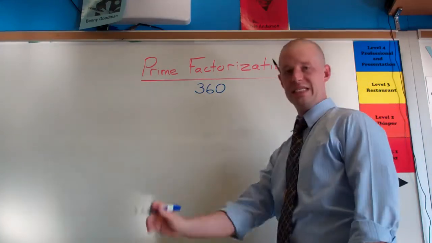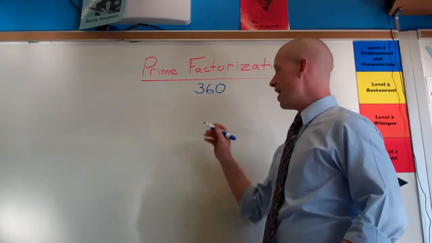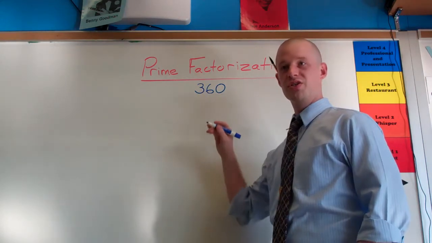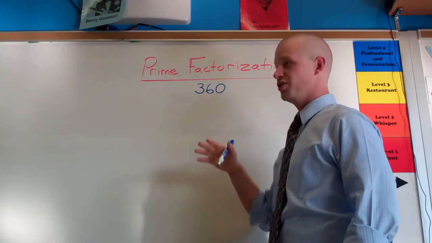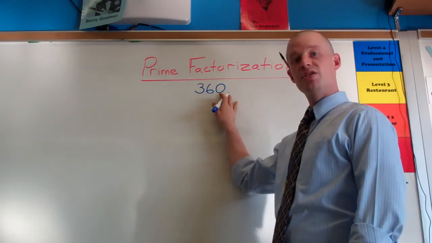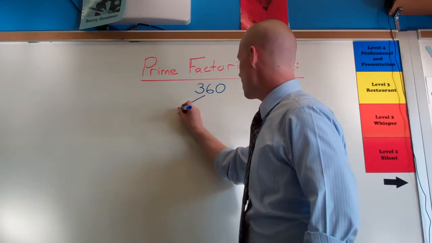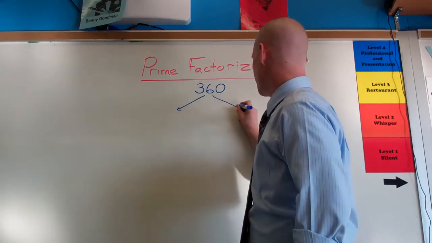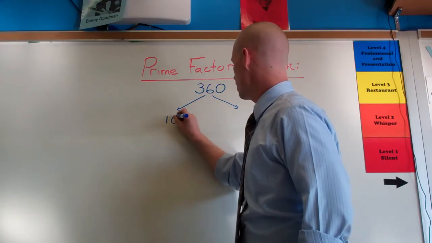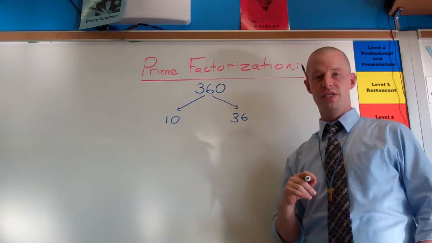For a number like 360, a composite number, there's a bunch of different places we could start. I know that 3 will go into this, so I could start with 3. Or I know that I can divide this by 2 because it's an even number. But I'm going to be a little more strategic about it. I see it ends in a 0, so I know I can divide this by 10. Dividing this by 10 will kind of break this down a little bit faster for me. 10 times 36 gives me 360.